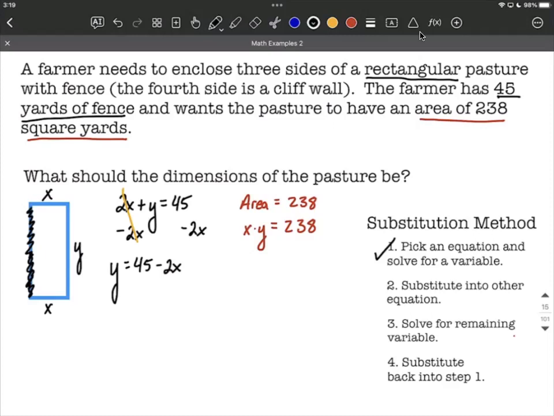Next, on step 2, we want to substitute into the other equation. What we mean by that is we've solved for y, so we're going to take what we've solved for here and replace the y in the other equation. It seems a little confusing at first, but we're going to bring along the x, and replace the y in that equation with what it's equal to from the other equation. So y is equal to 45 minus 2x. We replace the y in the right-hand equation with what it was equal to from the left-hand equation. Step 2, done.